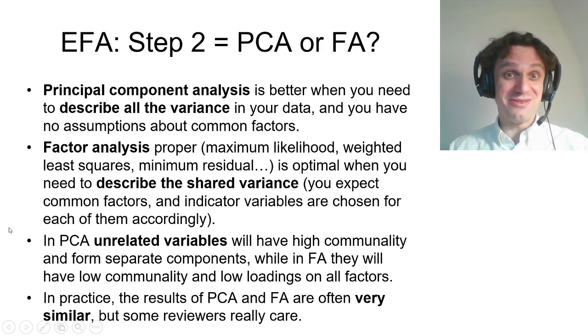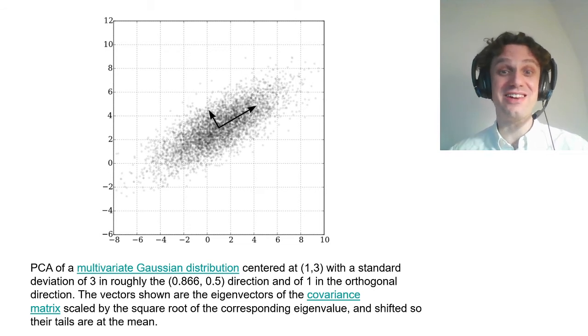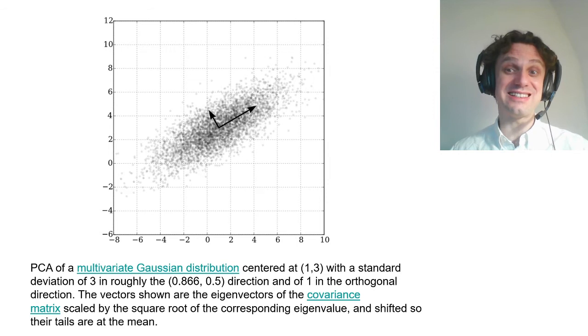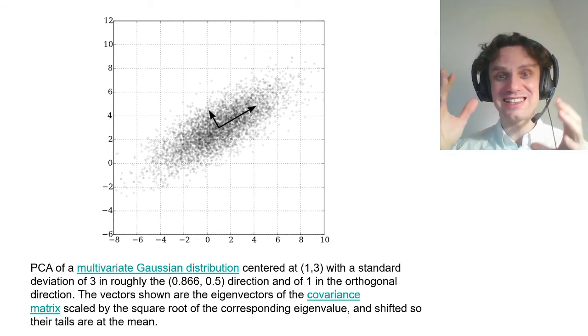So you have chosen whether to use principal component analysis or factor analysis. What happens next? Essentially, when the algorithm analyzes your data, it starts with the extraction of principal components. Principal components are basically dimensions in the space of your variables, dimensions that try to explain the most variance.